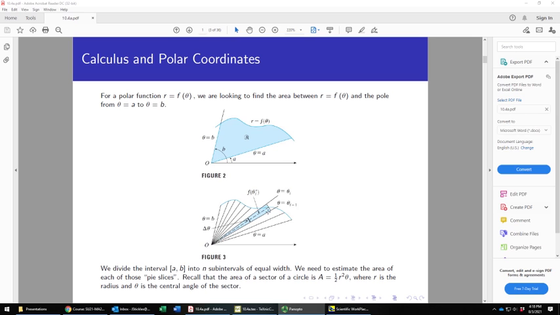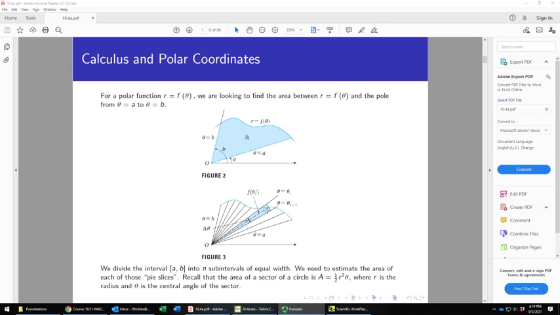Right here we've got a representative pie slice. This is a little arc of a circle, so we're looking at this little sector. We know that the area of a sector is 1/2 r squared theta, where r is the radius of the sector and theta is the central angle. In this case, the radius is this dashed line going up to the function. So we're going to pick a sample point and use the function to give us an approximation of the radius of the sector.